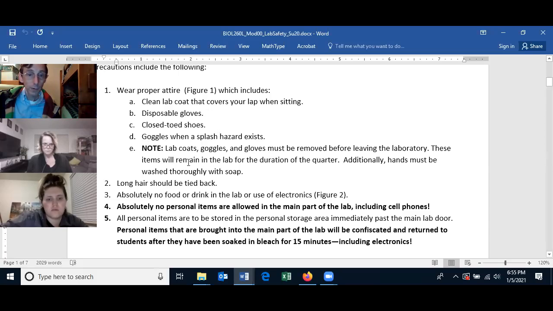You must remove these items before you leave the lab. They stay in the lab. Everything that comes into the lab stays in the lab. That's to make sure the bacteria that get on them don't go out. With the goggles, we put them under a UV light so that the next student can use them sterilized or at least sanitized. The lab coat is washed between terms, so every term it'll start fresh, but it won't be washed until the end of the term.